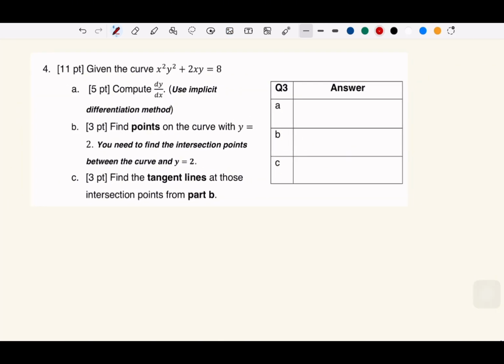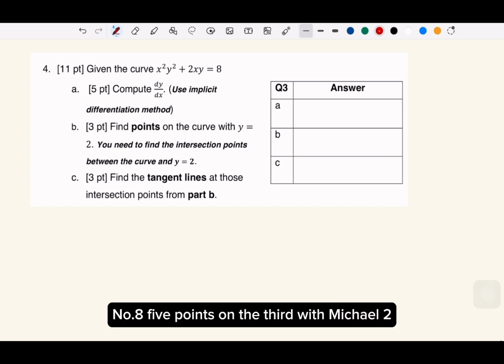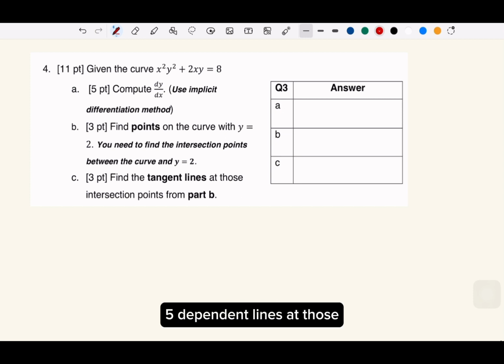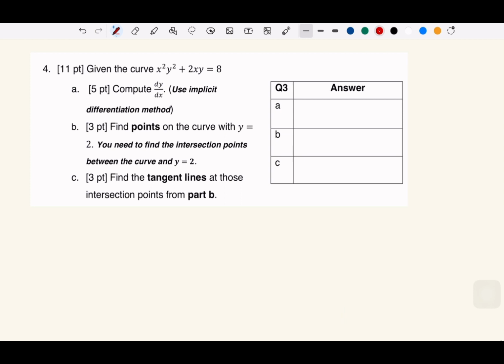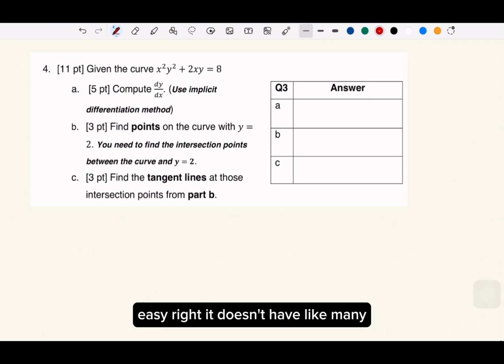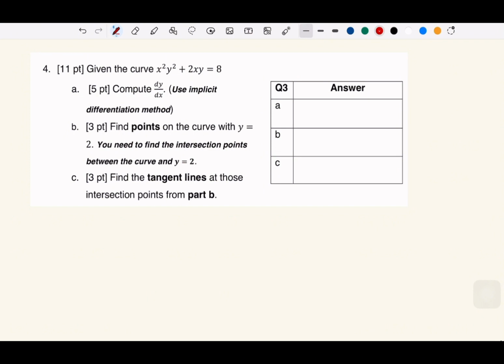Okay. So you have the curve. Okay, you have the equation. Number A, compute dy dx. Number B, find points on the curve with y equal 2. And number C, find the tangent lines at those intersections from part B. So it's related. But for number A, it's easy, right? It doesn't have many complications in the equation.